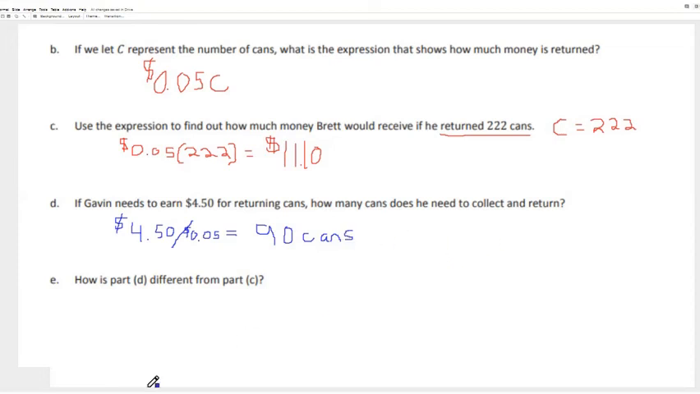There you go. All right, so now we're going to get to the last part, part E. It says how are part D, what we just did, and part C different? Very similar to what we talked about before. Once again, I want you to write out a short phrase or a couple sentences talking about how these are different and why they are different. Why did I multiply 5 cents times 222 to get the dollar amount, and why did I divide 4.5 by 5 cents to get the number of cans? It's going to take a moment. Try to write out a couple phrases about why you think we did that, and then move on to the last video. We're going to go over one more example.